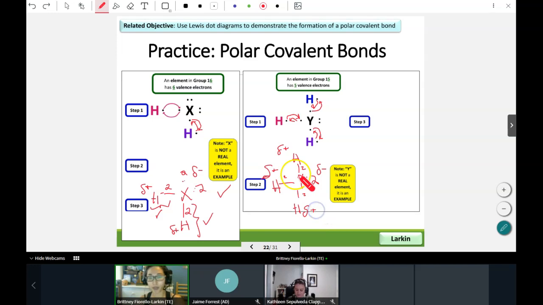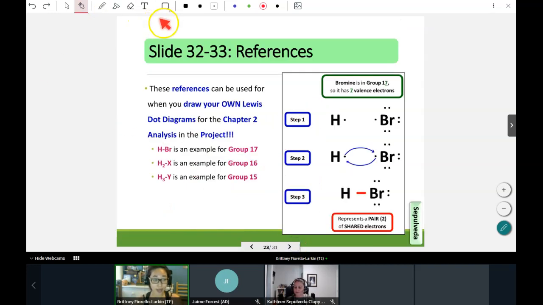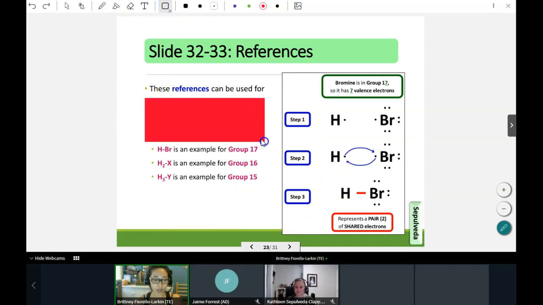Smiley faces, thumbs up if you feel comfortable with this. Again, these references are in your slides. Let me know if you feel comfortable with being able to do this on your own for your own element. Great. Well, that being said, let's go ahead and check that out. Sorry, this is from an old part.